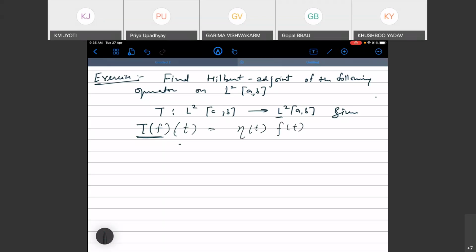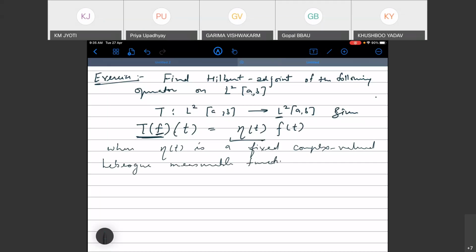This f is the same as this f, but this eta(t) is a fixed complex valued Lebesgue measurable function defined on the interval a comma b. Okay.